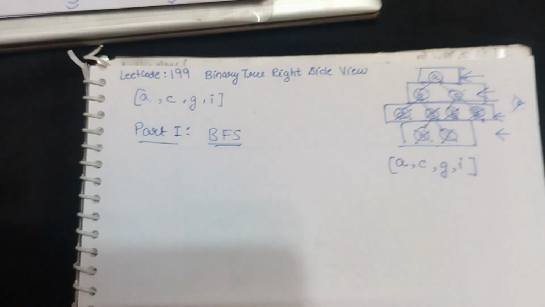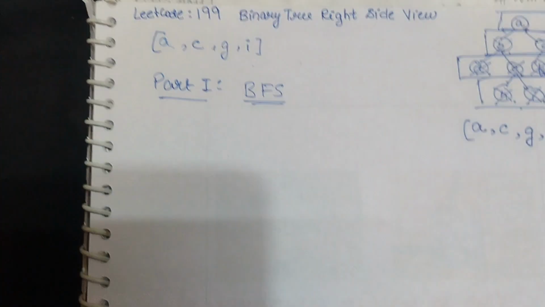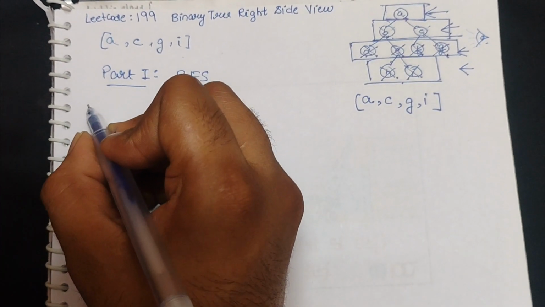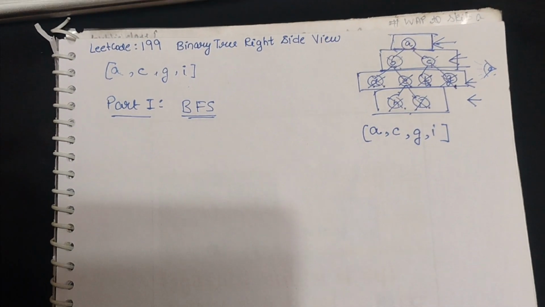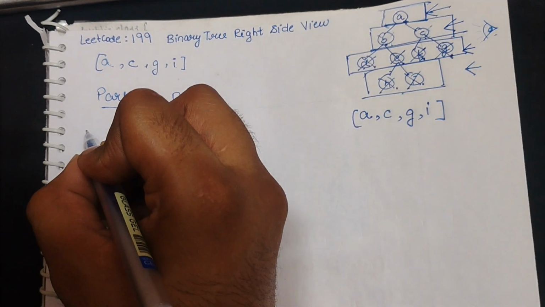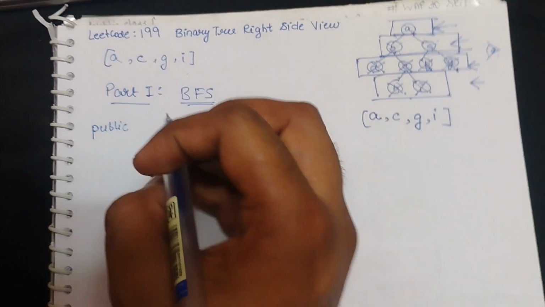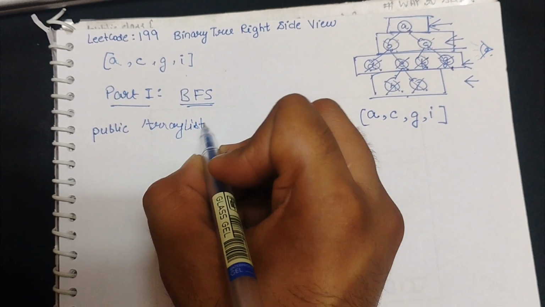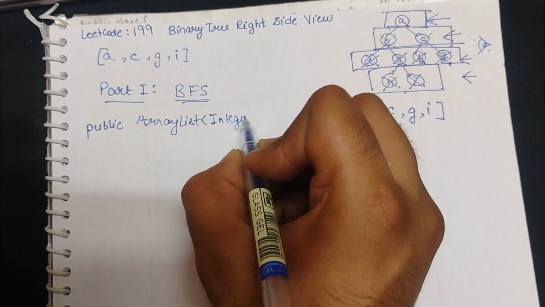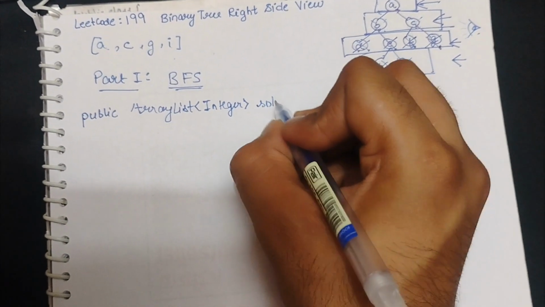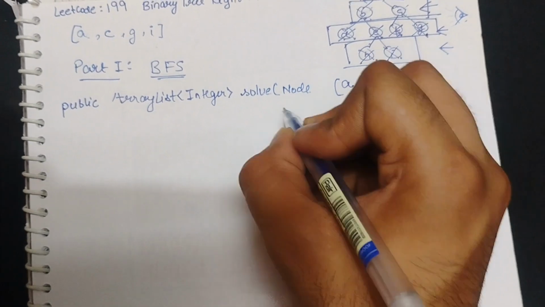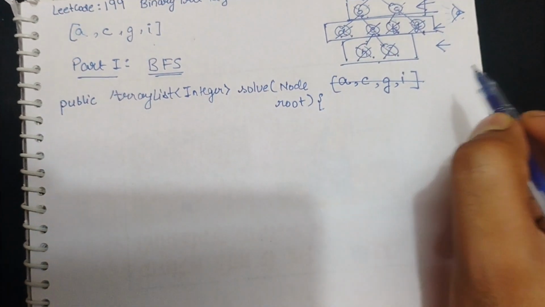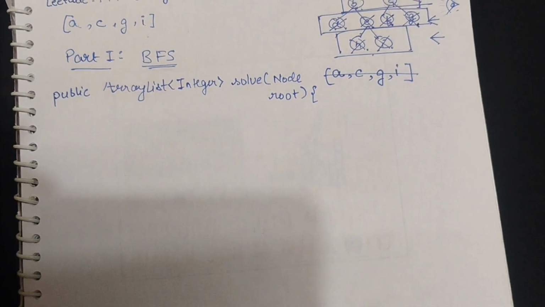So this question is asking to return an array list of nodes, and in this tree all the node values are unique. So the return type would be an array list of integer, because all the values are unique integers. I'll name this function solve, and the parameter given is root, the root of the tree.